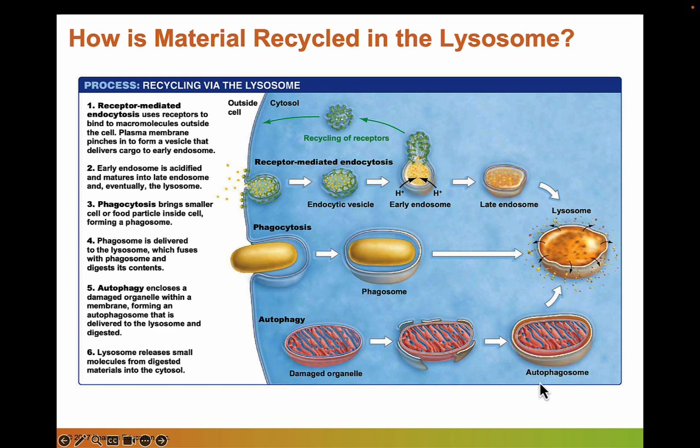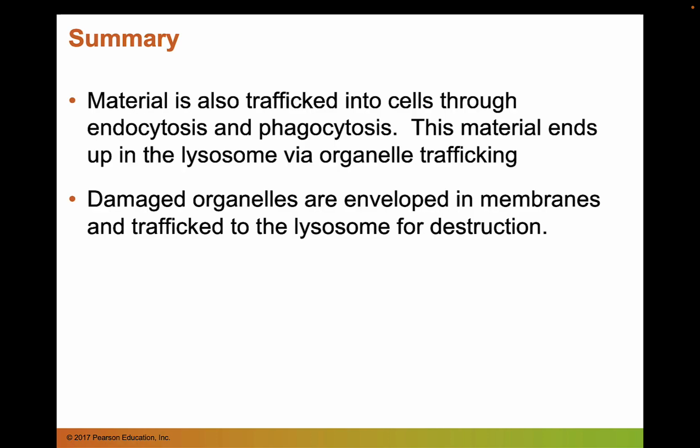Once it's fully encased, we have a new organelle that forms, and we call it the autophagosome. Auto because it's surrounding self, and then this autophagosome picks up signals to direct this newly formed organelle to the lysosome and break up this damaged organelle inside. So these are the three pathways that bring recycled material to the lysosome.